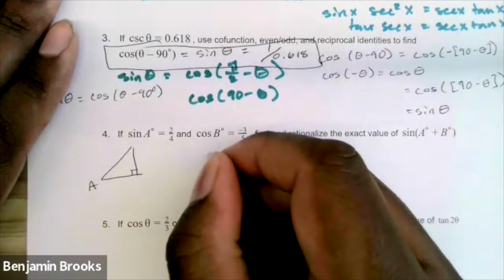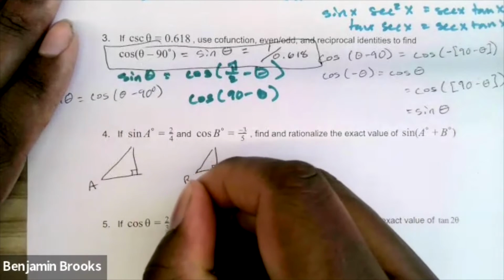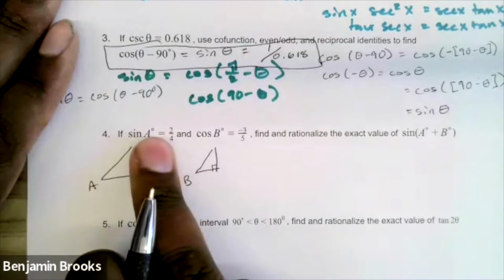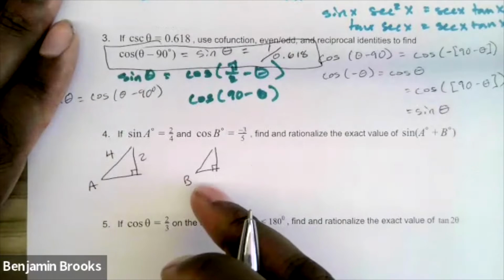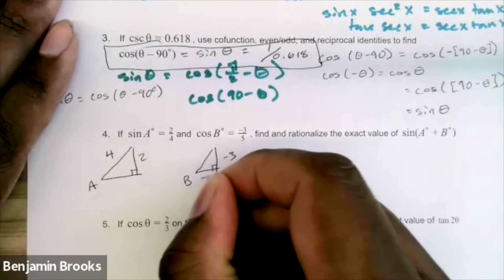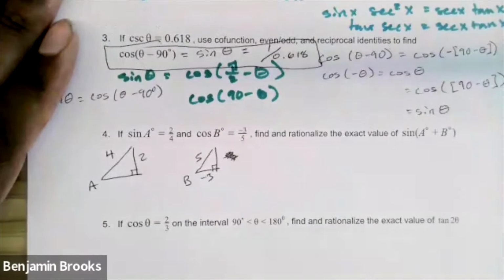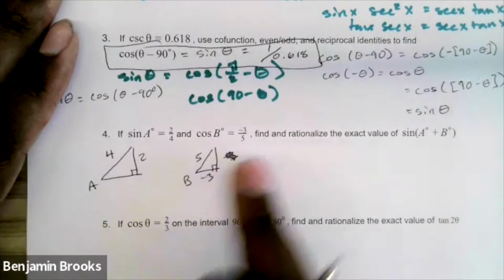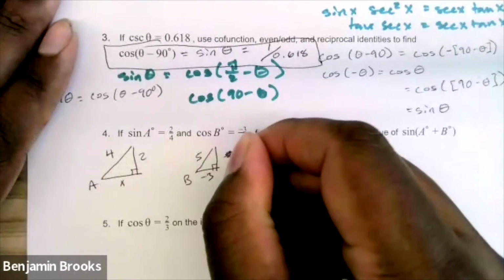We got A. We've got B. We know sine of A is 2 over 4. And we know cosine of B is -3 over 5. Okay. So that said, we can figure out what these two are supposed to be just through the Pythagorean theorem. So I'll call this X, I'll call this Y.